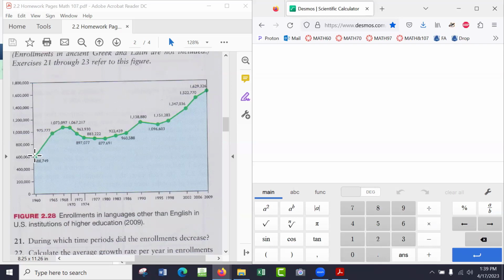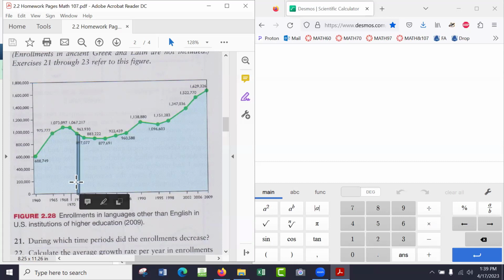Okay, so from 1960 to 65, the enrollments went from 608,000 up to 975 roughly, right? And then from 1965 to 1968, they went from 975 to over 1 million. And then they dropped down a bit here in 1970. And then this corresponds to 1972. So 1972, they were at 963,000. So that's what the graph is showing. It's years on the bottom and enrollments in non-English language classes in colleges in this country.